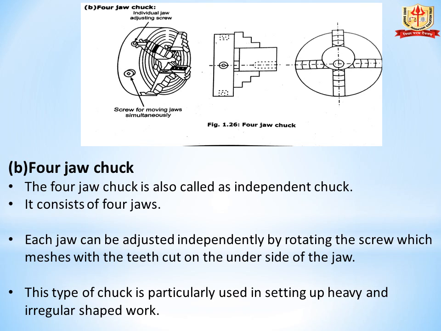Fourth point, this type of chuck is particularly used in setting of heavy and irregular shapes of work. In case of three jaw, there is a cylindrical job held and we are doing the operation. But in case of four jaw, we can hold an irregular shape of work.